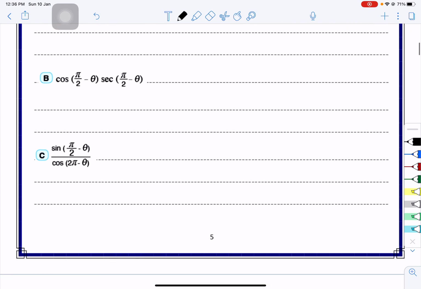In the second example, cosine 90 minus theta equals sine theta, times sec 90 minus theta equals cosec theta. And we know that sine theta times cosec theta equals sine theta times 1 over sine theta. So we can distribute it, we can ignore sine with sine. So the result will be equal to 1.